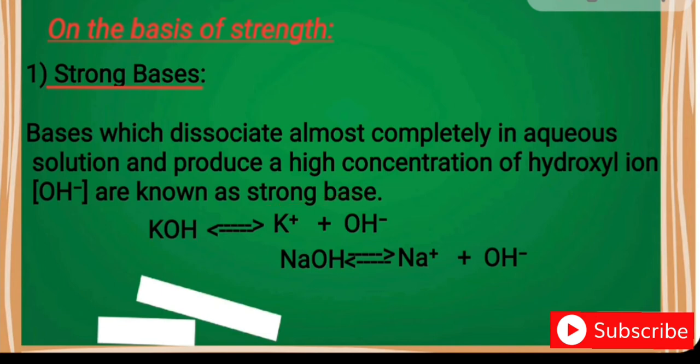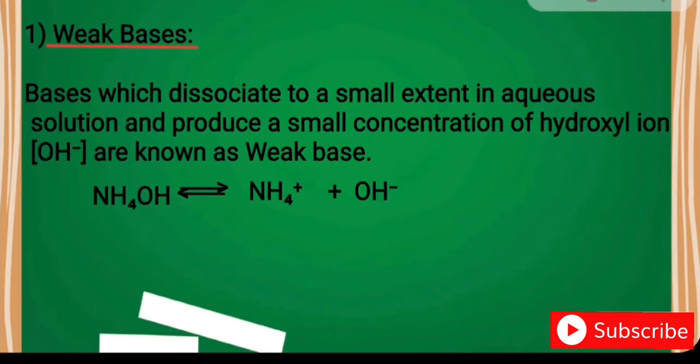When potassium hydroxide dissolves in water, it produces potassium ion and OH minus ion. A strong base almost completely dissociates. So, if we take one molecule of KOH, after the dissociation, you will get 0 molecules of KOH. So, what is a strong base? The bases which dissociate almost completely in aqueous solution and produce a high concentration of hydroxyl ions are known as strong bases.